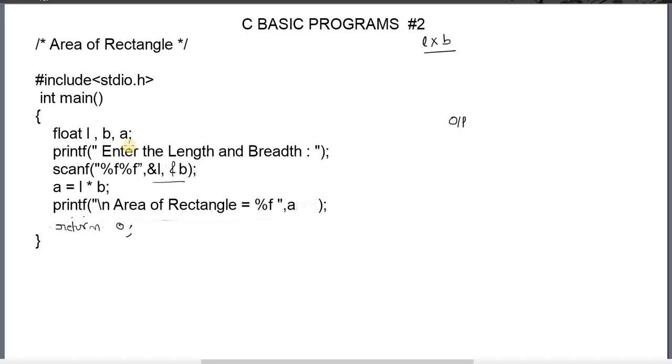Here we have declared three variables. The third variable A will store the result. L and B variables store the length and breadth values. A will store the area. We have declared three variables, so we will get three locations in memory.